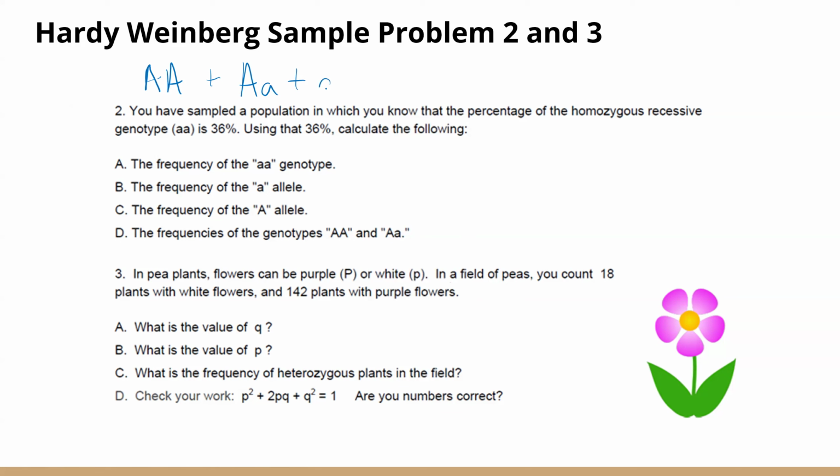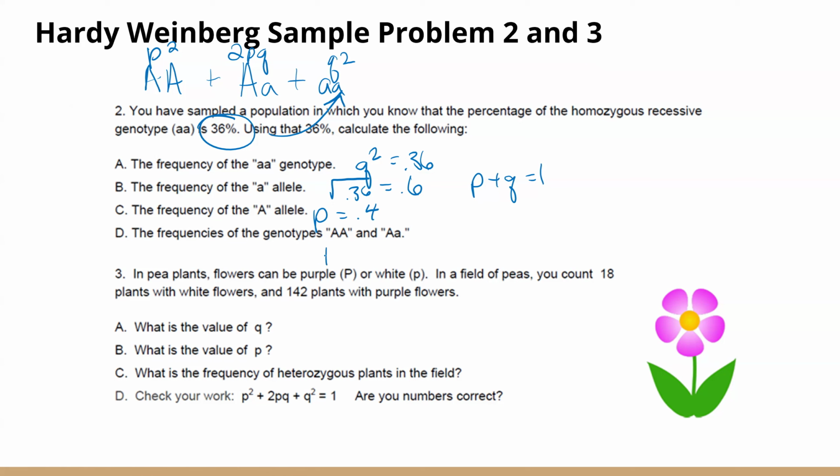We know that this is equal to Q squared, this is equal to P squared, and this is equal to 2PQ. That means that this is equal to that. So I know that Q squared equals 0.36. If I want to know the frequency of A, I have to take the square root of 0.36, and for that I get 0.6. That's my Q value. I know that P plus Q equals 1, so my P value must be 0.4.